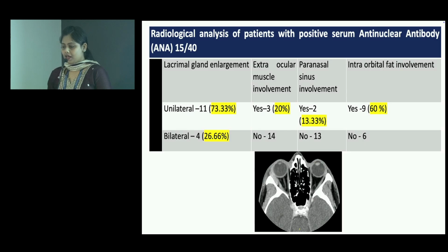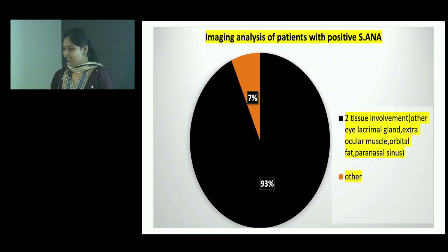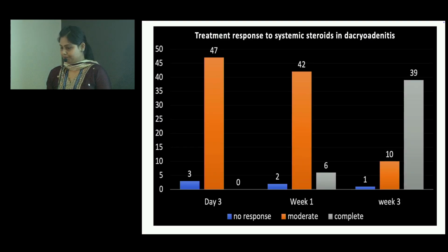Similarly, radiological analysis for ANA positive patients was done. Out of 15 patients, 11 had unilateral lacrimal gland enlargement, 4 had bilateral, 3 had muscle involvement, 2 had sinus involvement, and 9 had intraorbital fat involvement. Here also we could see that 93% of the patients with ANA positivity had 2 tissue involvement in radiology.